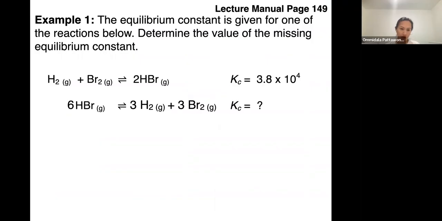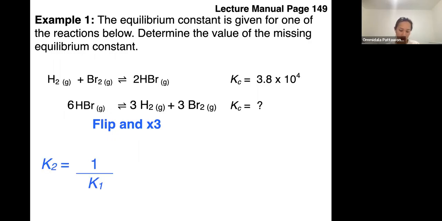Okay, so first, you probably notice that the second reaction happened when you flip the first reaction, right? And also when you multiply the first reaction by 3. So if you flip this and you multiply by 3, you are going to get this second reaction. That means in this case, what you do to the top equation, we are going to relate that to Kc as well. Because the first equation, you flip it. Therefore, in this case, you are going to invert Kc.